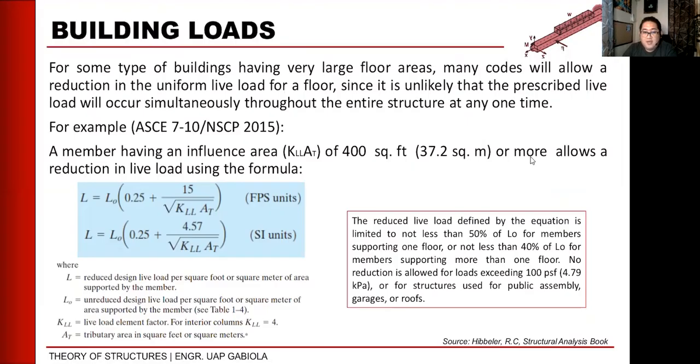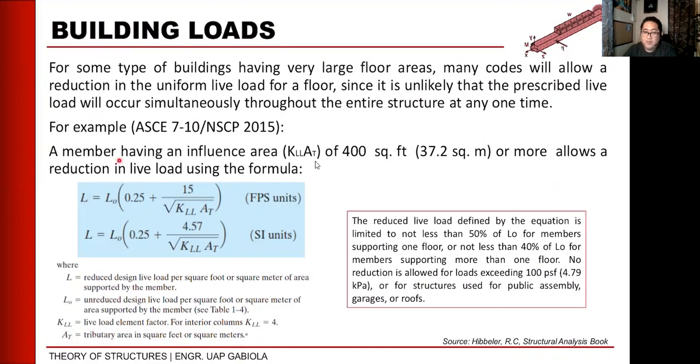And remember, having an influence area, yung influence area natin defined as KLL times AT. Yung KLL is defined as live load element factor na for interior column siya ay 4 times 80, o yung 80 is yung arbitrary area nung mismong column natin. If that exceeds 400 square feet or 37.2 square meter, pwede tayong mag-reduce ng live load. Okay? So yung pag-reduce ng live load, gagamitin mo yung formula na to, na given.